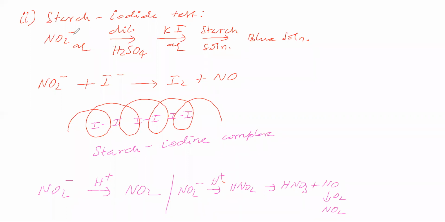So this NO2 minus reacts with the dilute acid and becomes NO2 gas, which escapes away. Then here no NO2 minus will be there, no nitrite will be there. Then how to proceed with the I minus test? But here they have taken dilute sulfuric acid. So we will take this as an exception case.